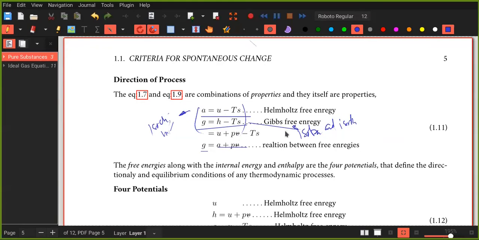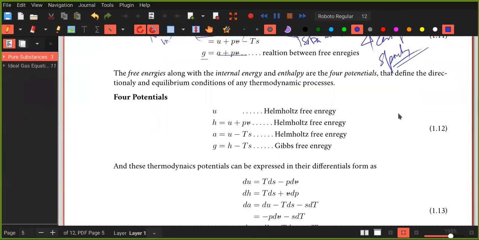So before going into the spontaneity of the process, we have seen four specialized cases of spontaneity. So we'll look into how we can predict spontaneity in a more general way. So to predict spontaneity in a more general way, we have 4 potentials.